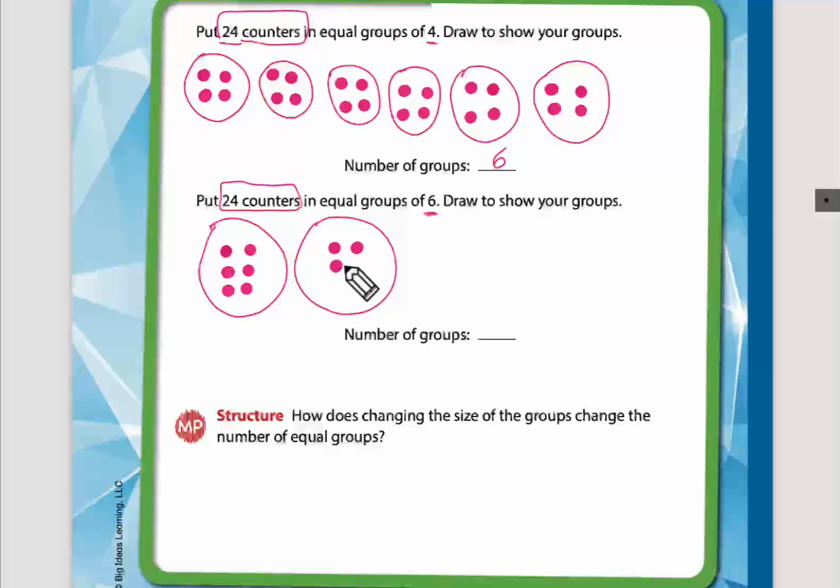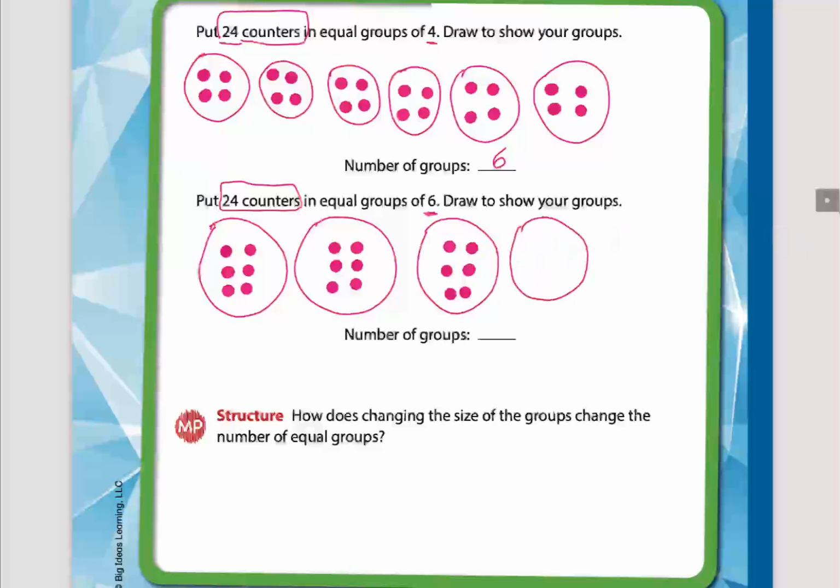Now, if we use another group, how many counters are we using now? 12. Okay, I'll use another group. Now, do we have 24 now? How many counters till now? 18. Excellent. So we need to make another group.